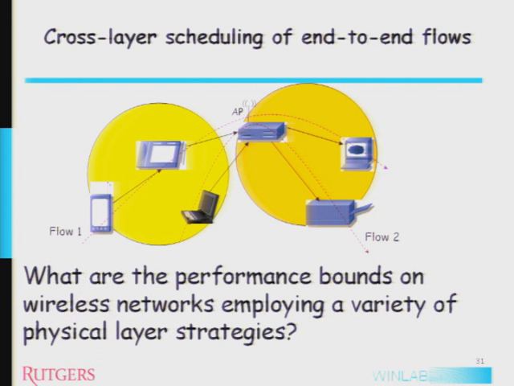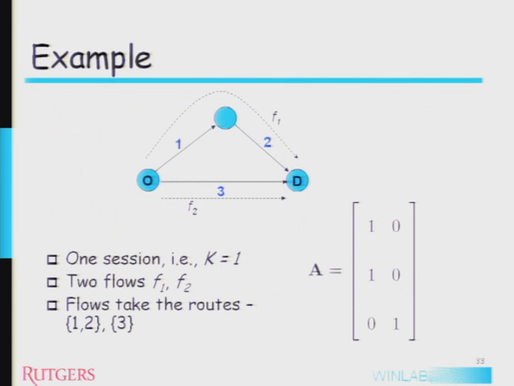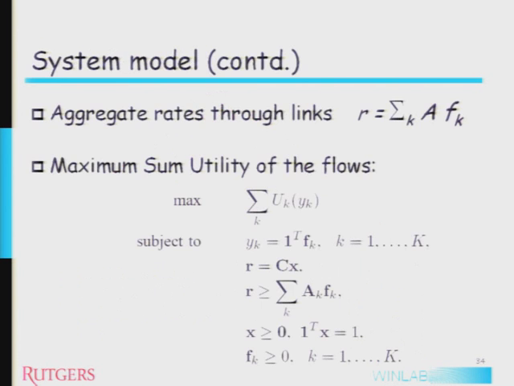Okay, so now the question is, what are the performance bounds on wireless networks employing a variety of physical layer strategies? A simple system model: let's consider M nodes and L links, K end-to-end sessions, each described by an origin-destination pair, and a set of R routes. Routes are given. And a vector Fk is the amount of flow on the kth session in each of the R routes. Here is a simple example with two flows. Flow 1 goes through links 1 and 2. Flow 2 goes through link 3. So that's it. Now we can write this big optimization.